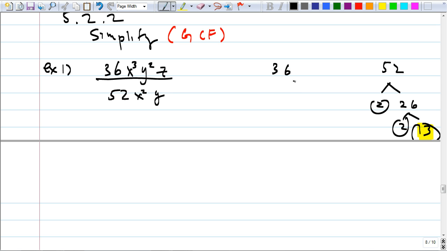It's not the same one. Oh, actually, let me make this z to the third over here. Sorry, can you add z to the third on the bottom? Okay, then, let's do a factor tree for 36.